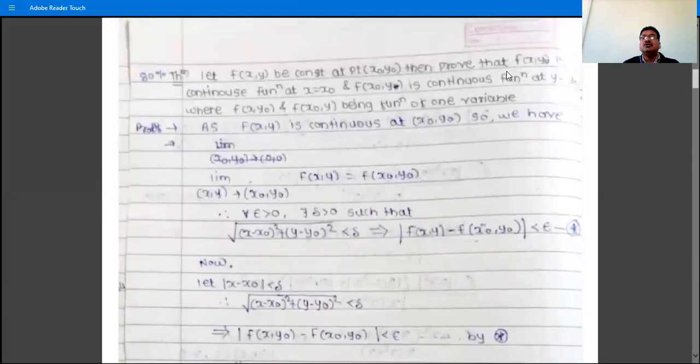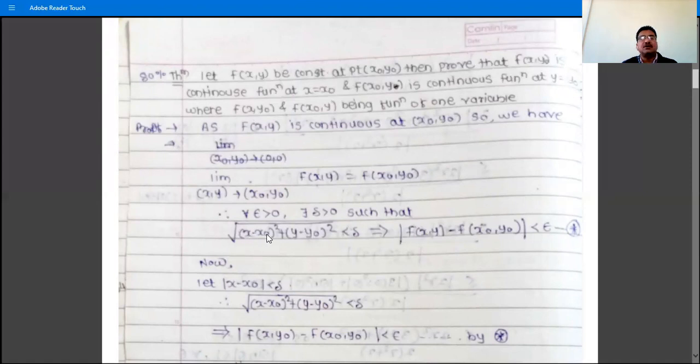In order to show f(x, y naught) is continuous at x equal to x naught, what we have to show? For every epsilon greater than 0, because of the definition, when the function f(x, y) is continuous at (x naught, y naught), if this happens. So here f(x, y) is f(x, y naught). So write y as y naught. If you write y as y naught, then this is 0. That is what we have to show.